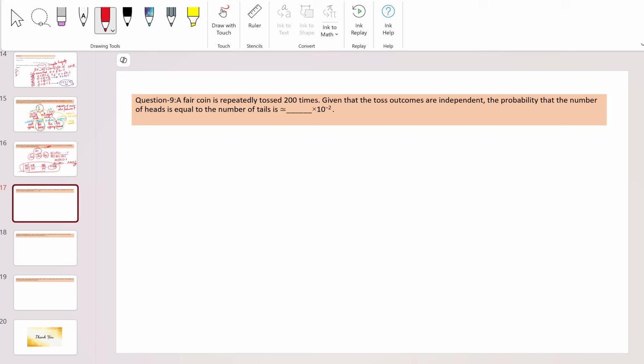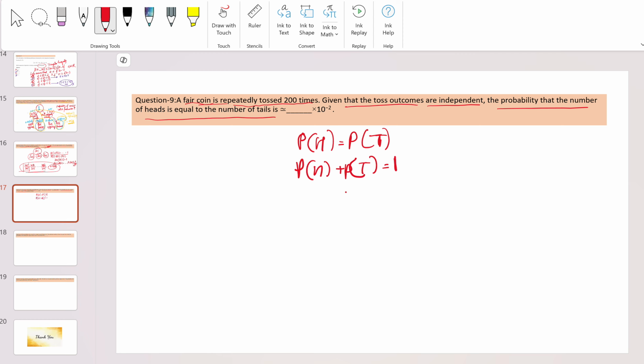If you read this problem, you will get an intuitive feeling. It says a fair coin, not a biased coin, is repeatedly tossed 200 times. Given that the toss outcomes are independent, the probability that the number of heads equals the number of tails is, okay. The probability of head and the probability of tail are equal, and you already know that they sum to 1. So the probability of getting a head or a tail is 0.5.